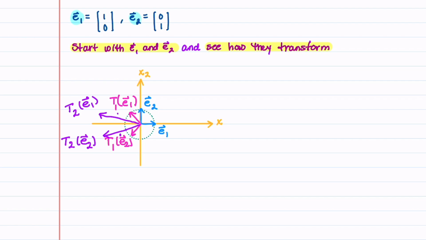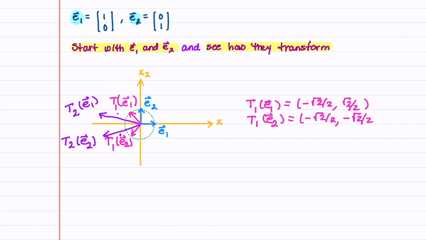Before we do that, let's write down what T1 of E1 is. That point, because we're at a 45-degree angle and we're in the second quadrant, is going to be minus root 2 over 2, and then root 2 over 2. And then T1 of E2, because we're in the third quadrant, is going to be minus root 2 over 2, minus root 2 over 2.